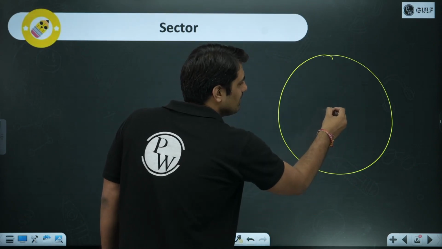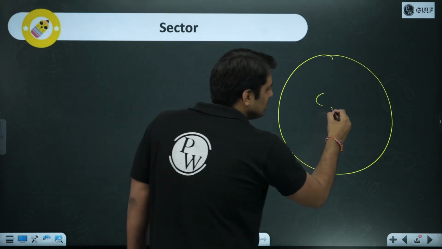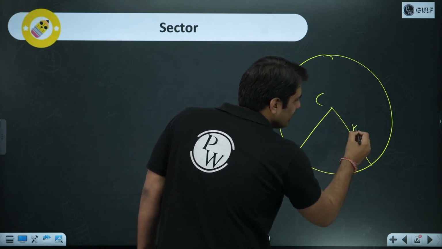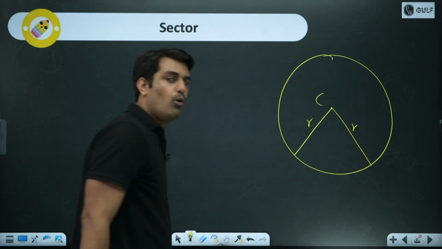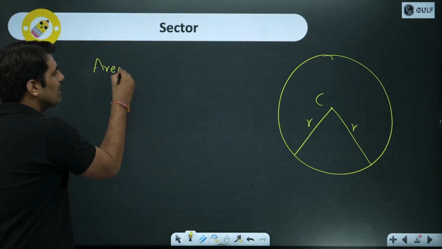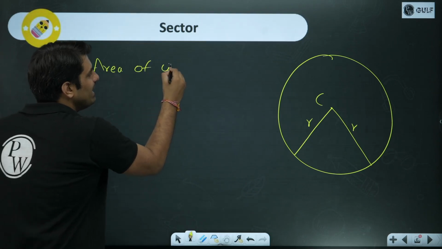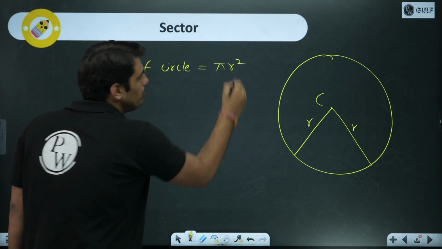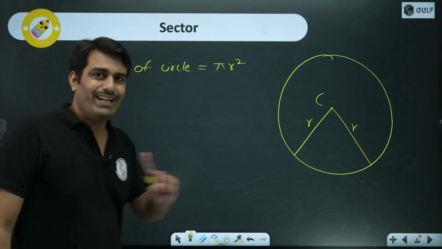If this is a circle with the center, and it has radius r. So first of all, this is the radius, this is also a radius. Both are radii. So the area of the circle will be what? It will be pi r square. Pi into radius square. Very simple formula.